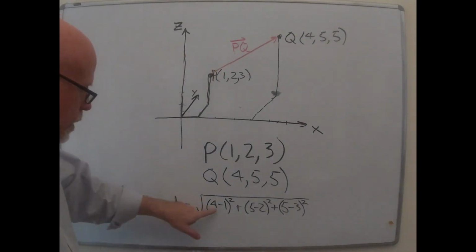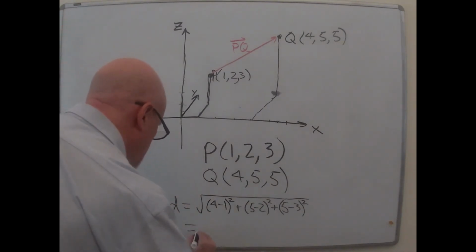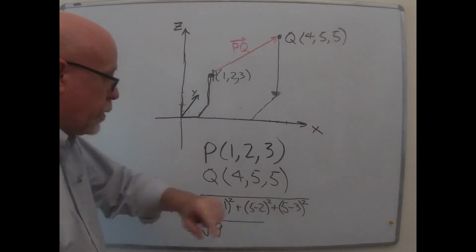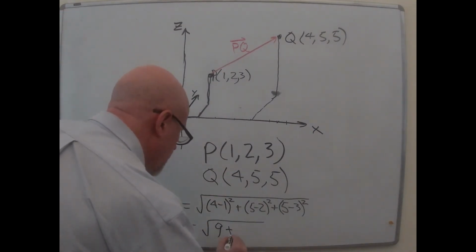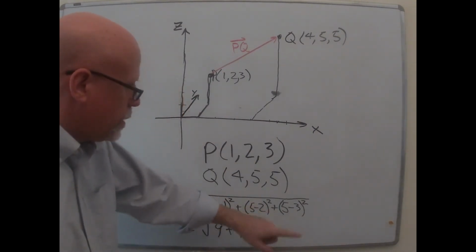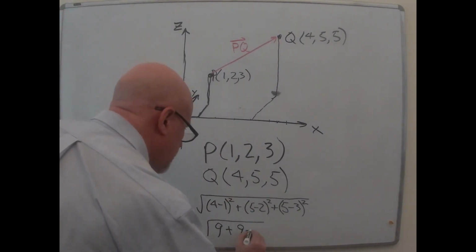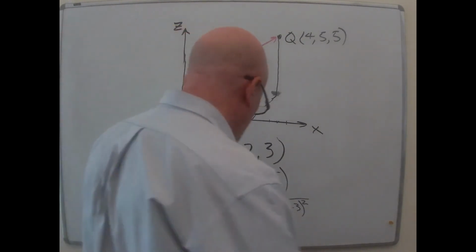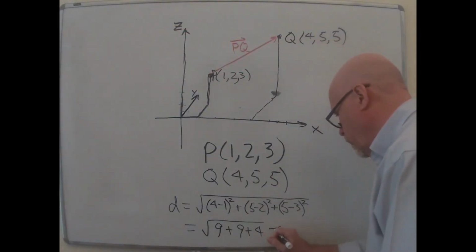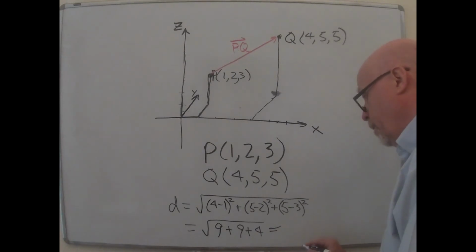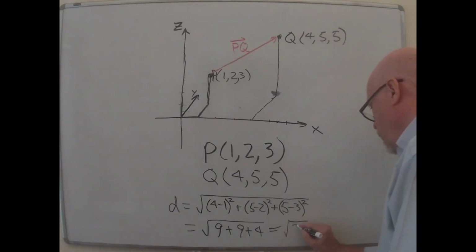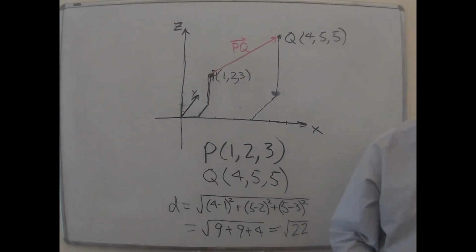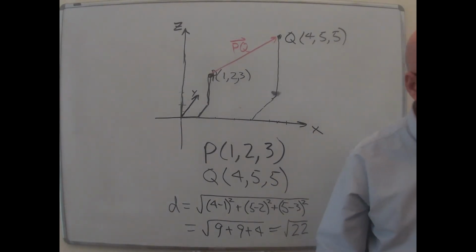So what is this number? 3 squared is 9. That's another 3 squared, so that's another 9. And 5 minus 3 is 2. 2 squared is 4. So that's not such a nice number. I probably should have worked it out so it came out prettier, but this is square root of 22. 18, 4, yeah, 22. I guess we could get a calculator out and find it as a decimal, but let's just leave it like that.